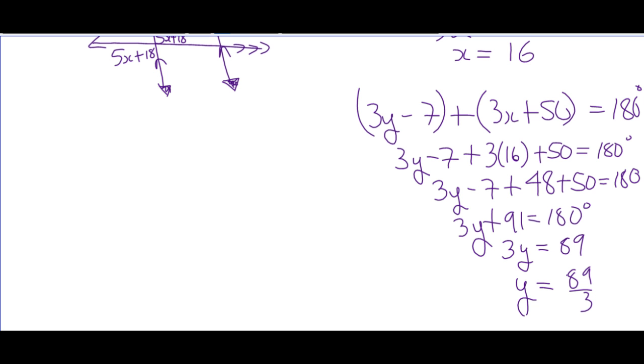You get to the point where you get 89 over 3 and you think, I made a mistake. This must be wrong, right?